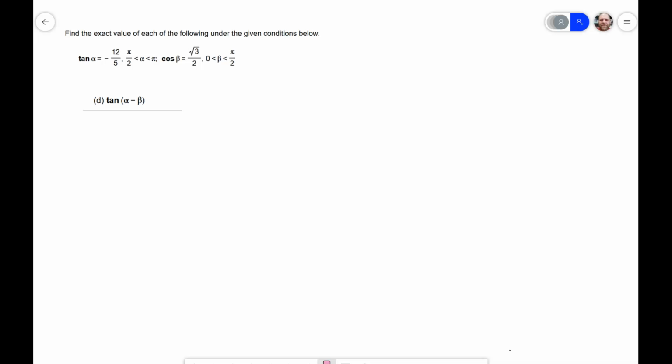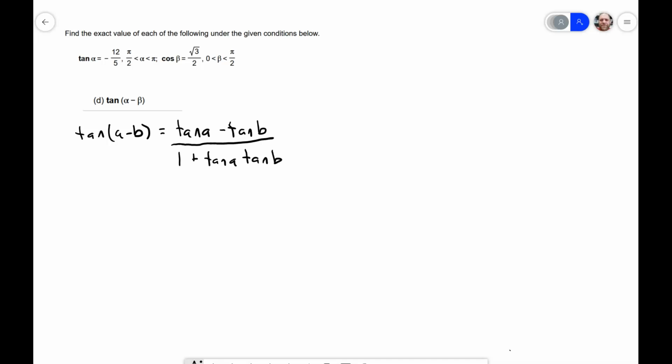We want to find the tangent of alpha minus beta. I'm just going to use A and B to make it a little bit easier. Here's the formula, and let me go ahead and get my pen ready. The tangent of A minus B is equal to tangent of A minus tangent of B all over 1 plus tangent of A times the tangent of B.